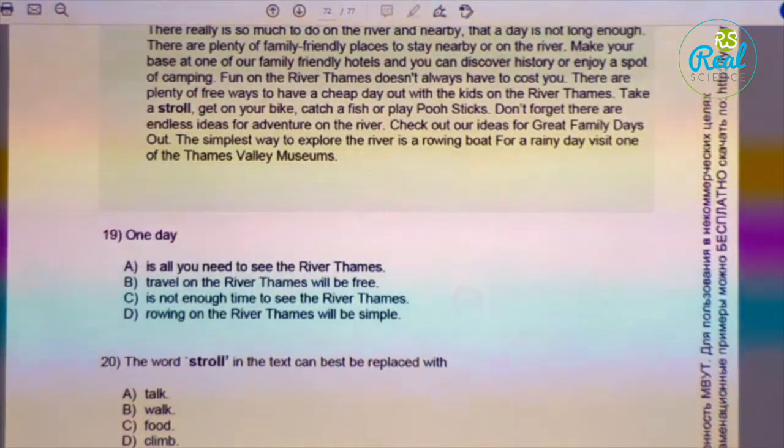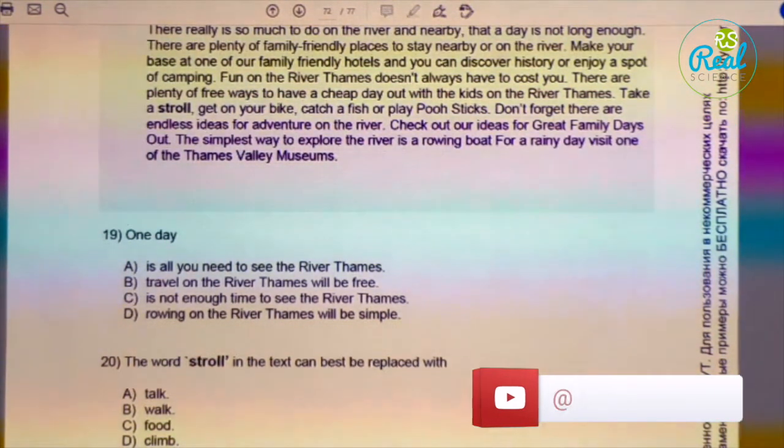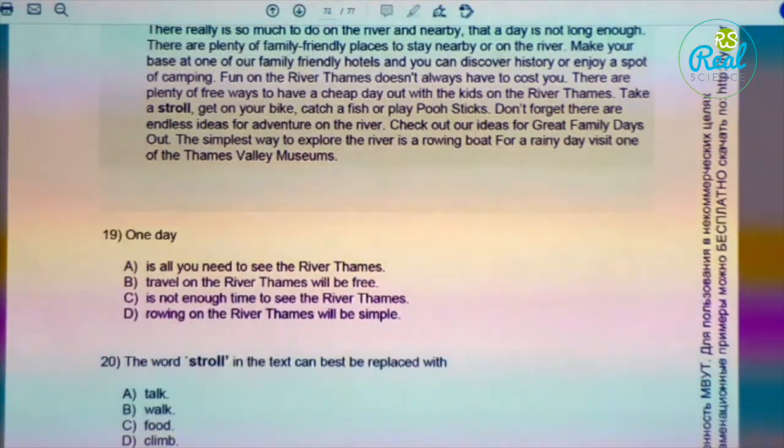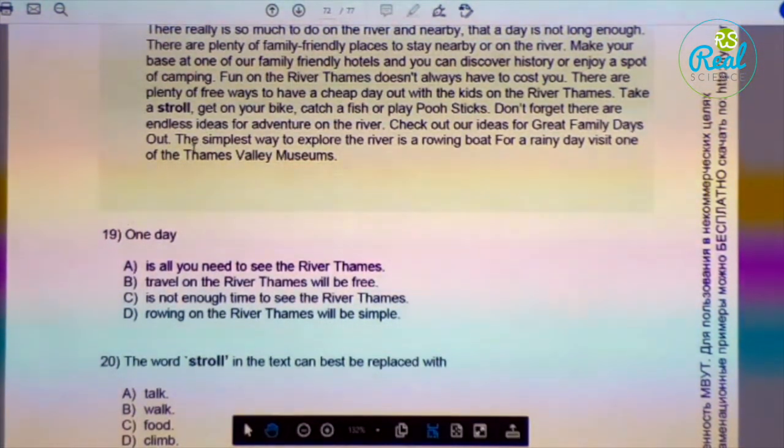Okay, nice. Now, can you see the second one? Yes. Answer to the second one. The word stroll in the text can be best replaced with. B. Yes, B1. Good job. So stroll means walking. Okay.